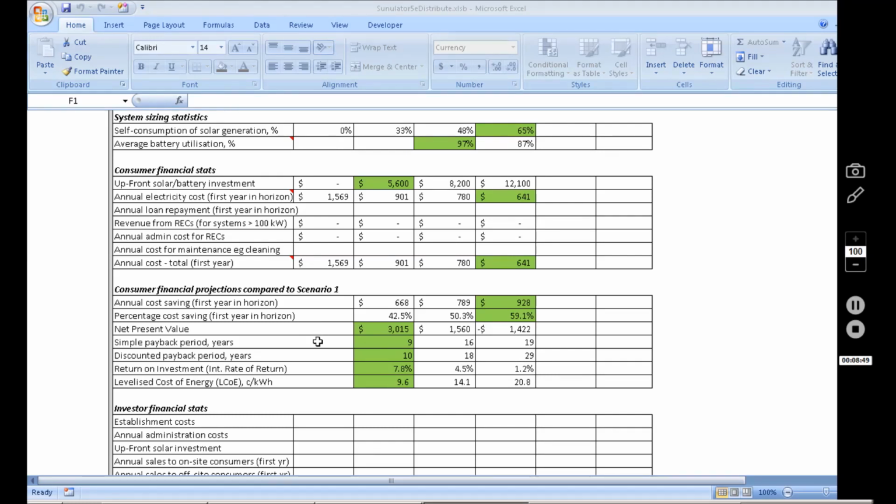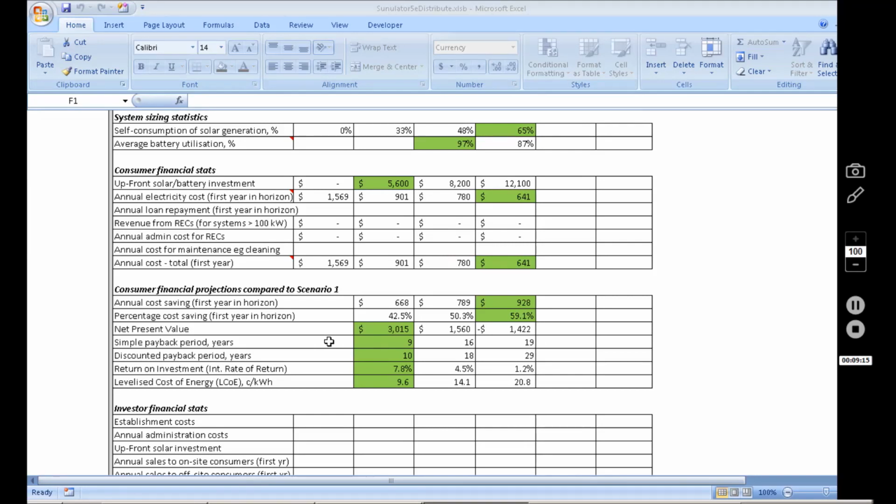Now the payback period, I'll just say the net present value also takes into account that discount rate that we mentioned in the cost section. So benefits and costs further out into the future will have less of an impact on this number than benefits and costs early on in the horizon.